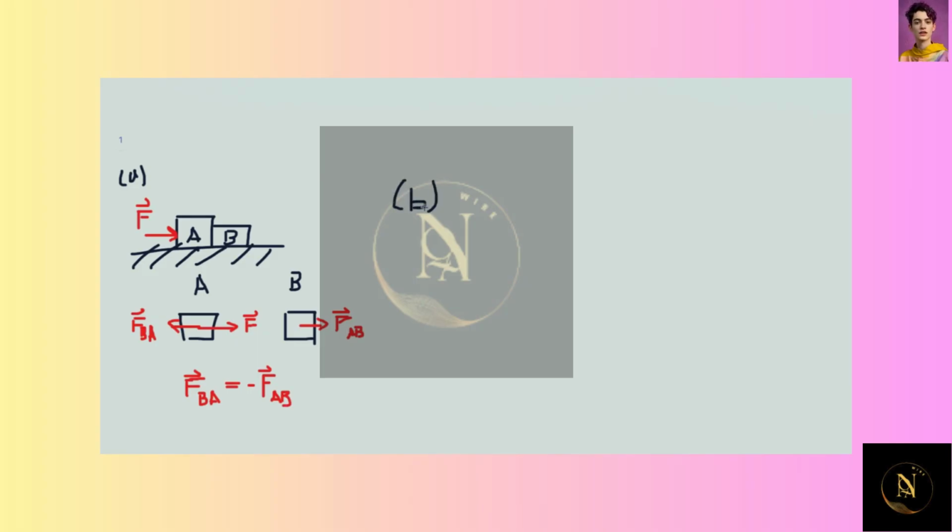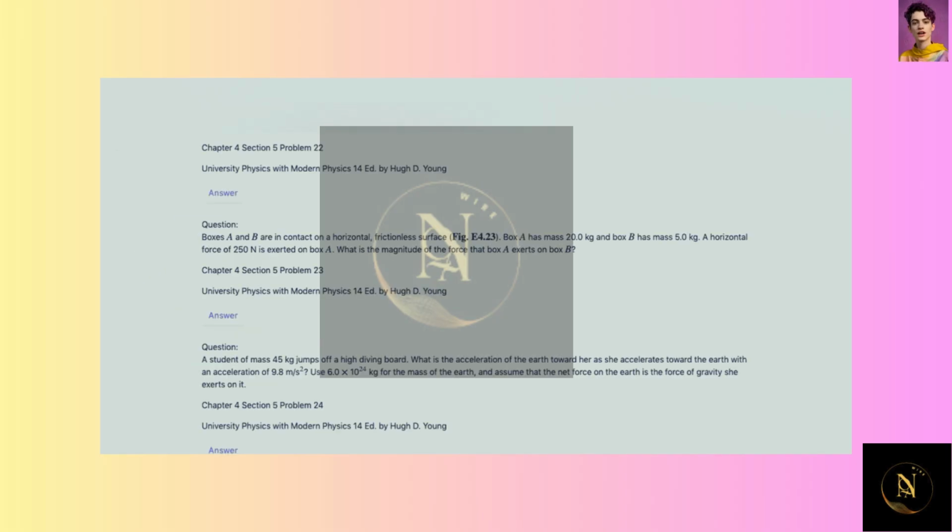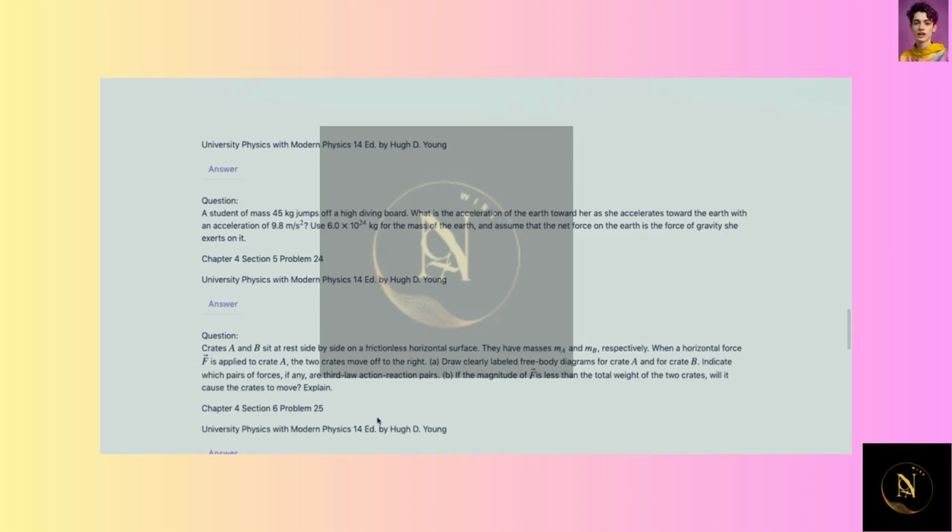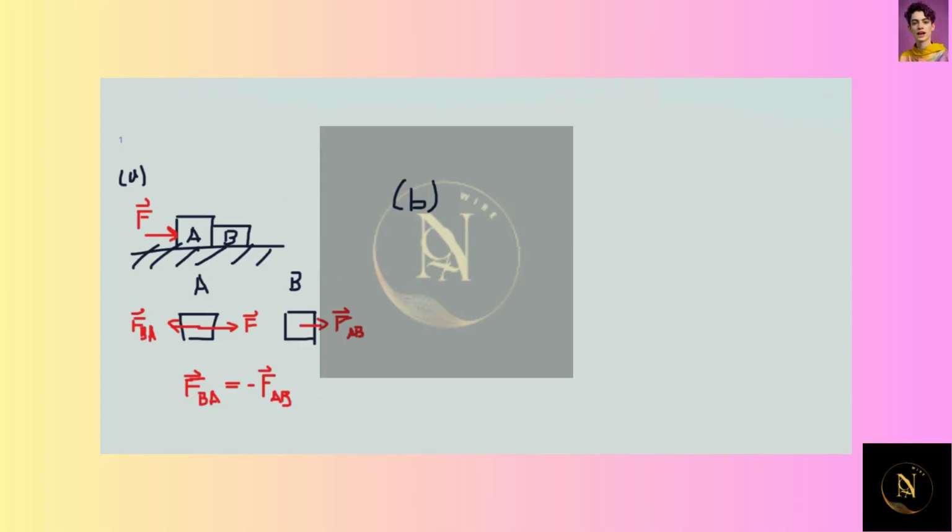So part B is asking us if the magnitude of vector F is less than the total weight of the two carts, will it still cause the crates to move? This is a trick question because we're told that this is a frictionless surface. So no matter how lightly we press on the two blocks, they will always move, even if it's just an ever so slight amount.